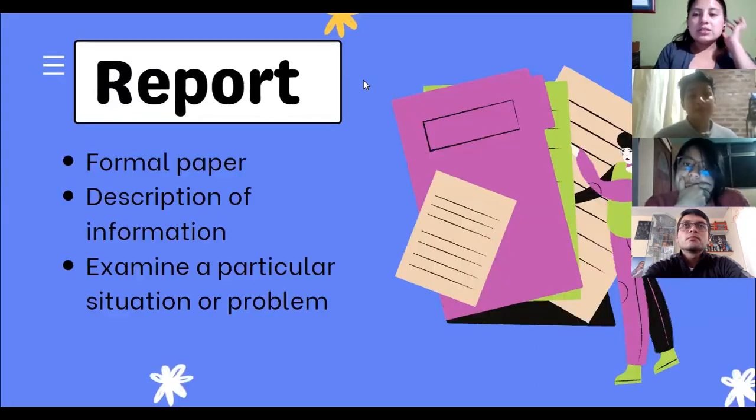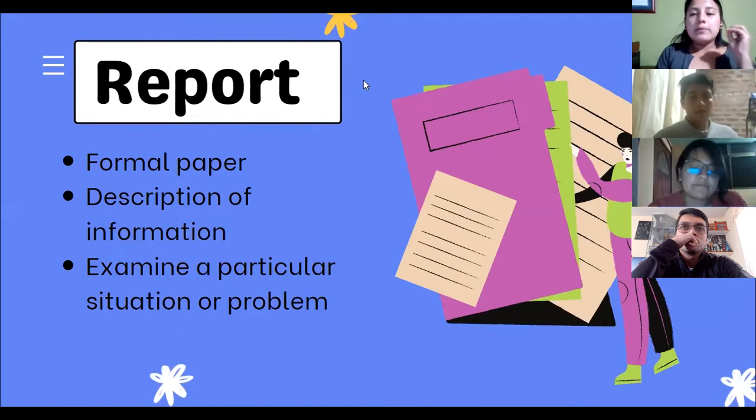Continuing with another example, the second part will be to report. A report is considered a formal paper which includes a description of information and examines part of a situation or something like that. In this case, we're going to continue.